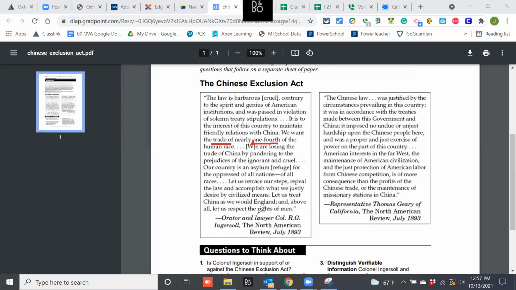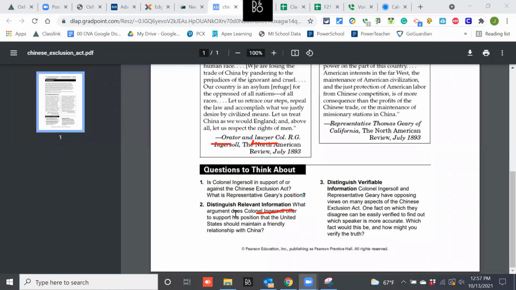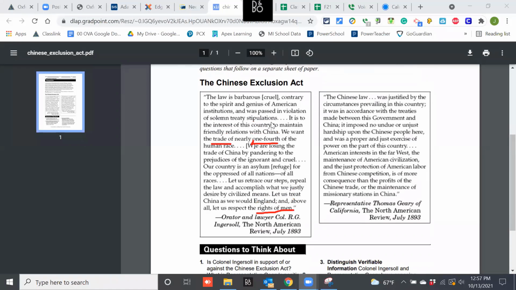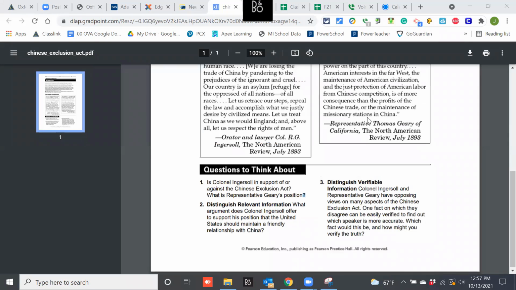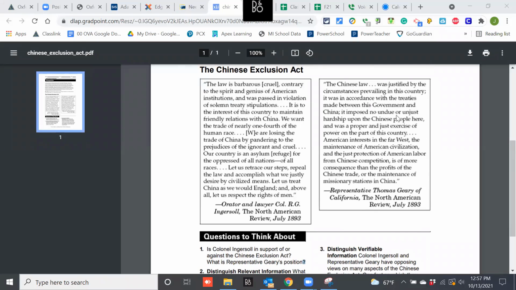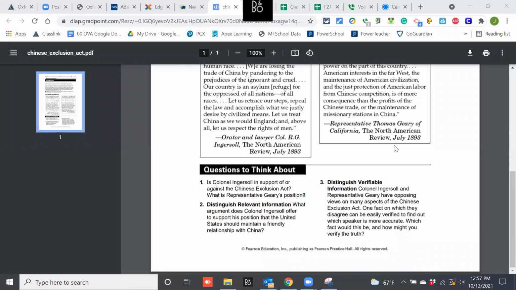Another thing that he says is important is just to treat everybody equal. You know, let's treat the Chinese like we would an Englishman, right? With all respect of the rights of men. So those are 2 examples you could put in for that answer on his argument. It doesn't ask about Representative Gary, but he obviously is trying to support American labor and protect workers' interests. He's assuming that the Chinese are taking jobs away from America.